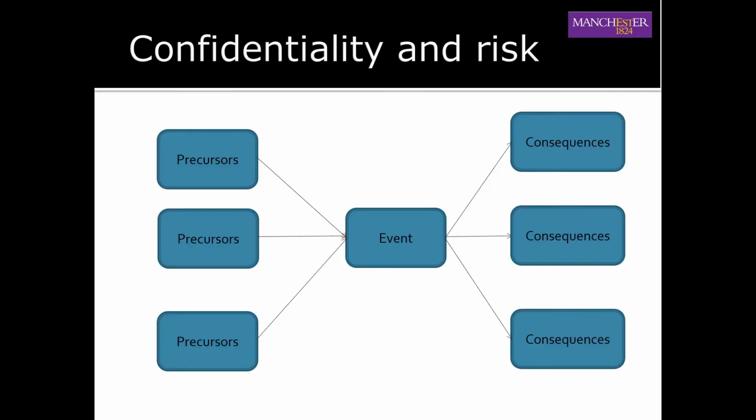At Manchester we have a framework where we think about precursors of events. How likely is the event to happen? What has to happen first in order for it to happen? And then what are the consequences of those events?